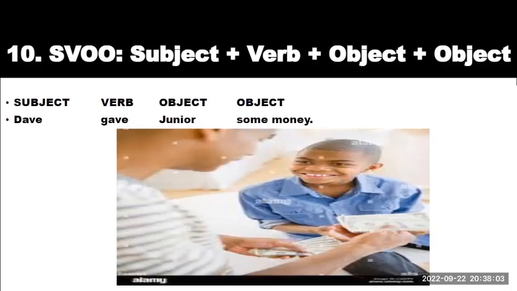So whomever he gives the money to is a secondary object. But the first thing that is done is that Dave picks the money, and he has made a decision to give this money to someone. Incidentally, he gives it to Junior. So Junior is the indirect object, and some money is the direct object. I hope this is clear.